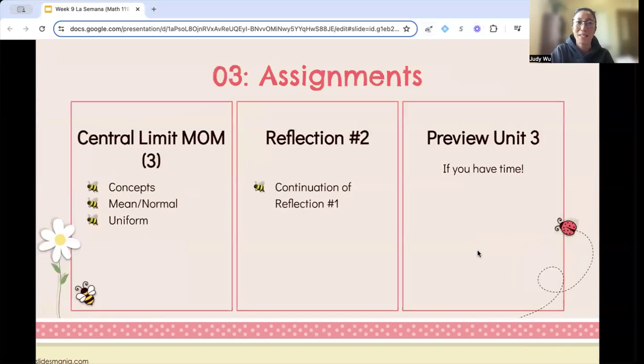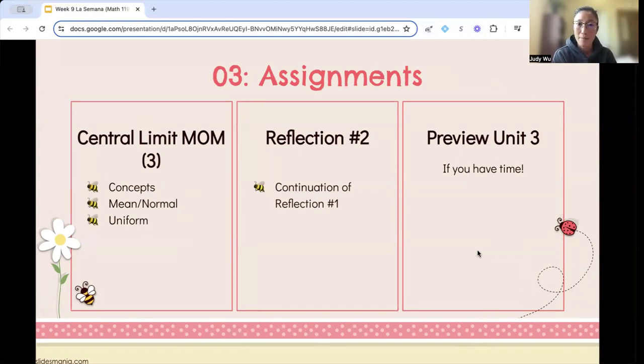All right, so the assignments that we have for this week. We have some central limit My Open Math assignments. In fact, we have 3 of those, okay? There's going to be one that talks about the concepts of the central limit theorem, one that talks about how it applies to a normal distribution, and one how it applies to a uniform distribution, okay? So the normal and the uniform distributions were something we talked about right before break.